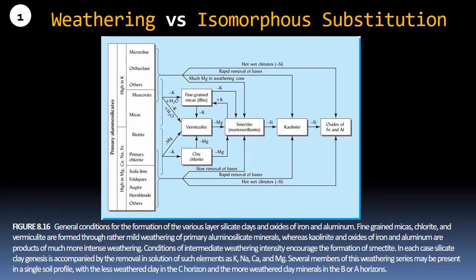But if you see, for example, any types of these clays like fine-grained mica, vermiculite, or chlorite, it will indicate that this soil is in the early stages of weathering. But if you see smectite, then it's an indication of intermediate. And if you see, for example, kaolinite, it means it's advancing again. And if you see aluminum and iron oxide, it means that you reached a very advanced stage.